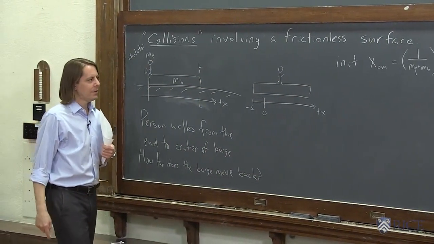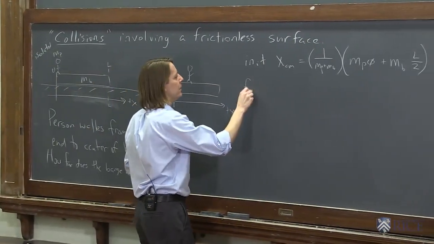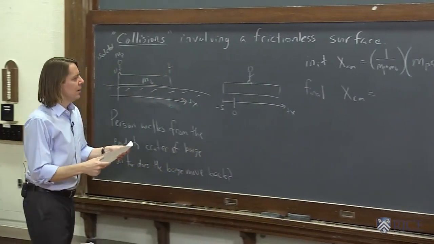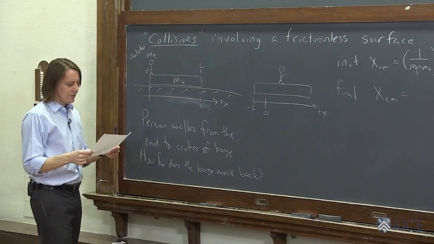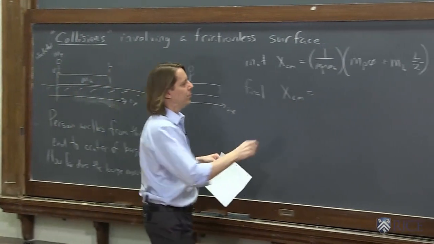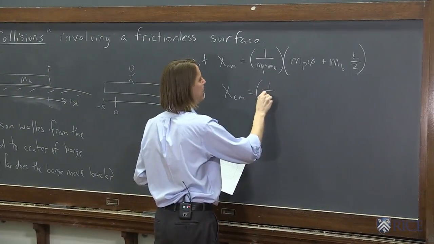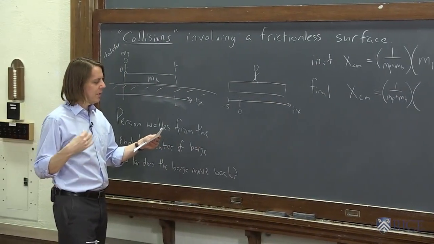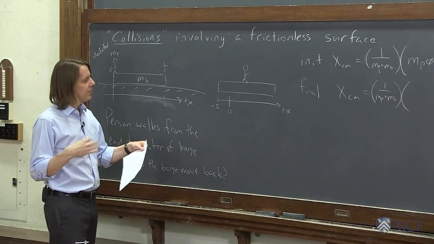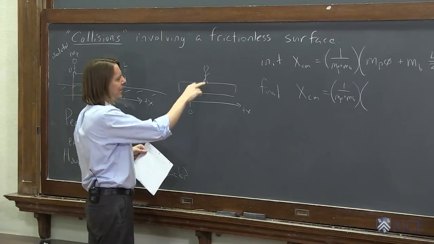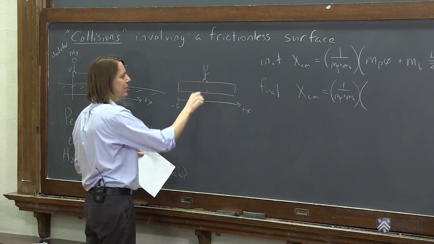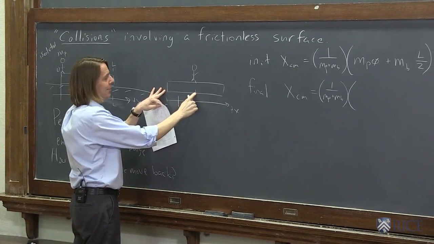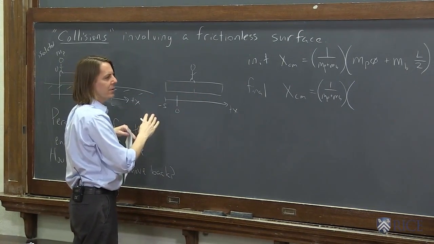That's the initial. Now let's look at the final, where everything is shifted around. Final center of mass. Where is it? Let's see how we want to write that. Again, it's 1 over the total, 1 over mp plus mb. And now it's my position times my mass plus the center of the barge times its position. So my position is what? I walked forward, I walked to the middle, right? This distance is L over 2, but I'm not at L over 2. I'm at L over 2 minus s because it moved back.